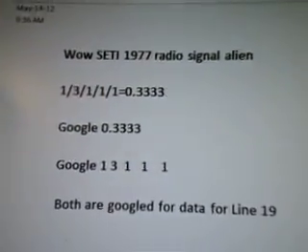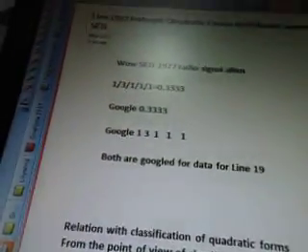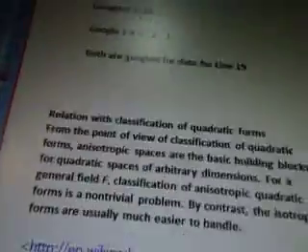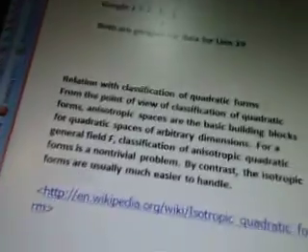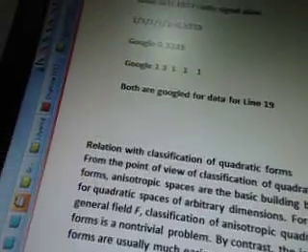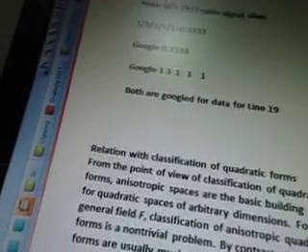So this is the alien radio signal with the Google math equation with it. And this looks like this is just going to be data, just so you know. I'm researching these words. I don't know what they mean.